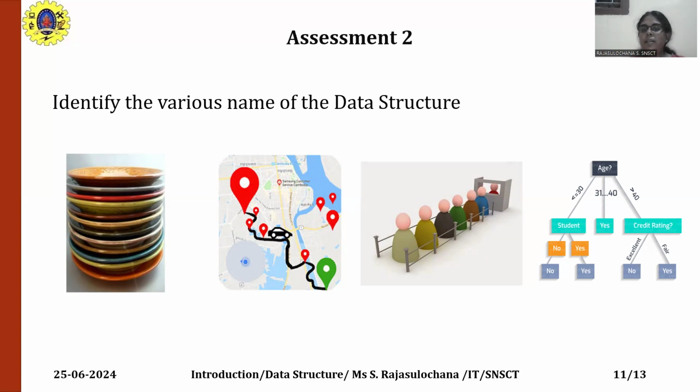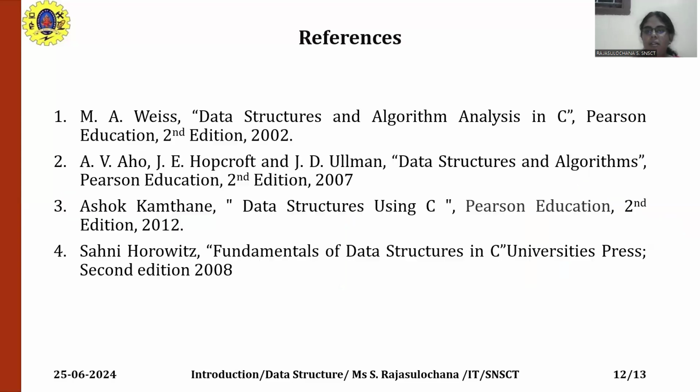Third is various persons are waiting in a queue to buy something. So this represents queue data structure. And the last one, from the figure itself, we can identify it. Look, this figure is similar to the tree structure and it is a tree data structure. So with this, we end this slide or we end this presentation.